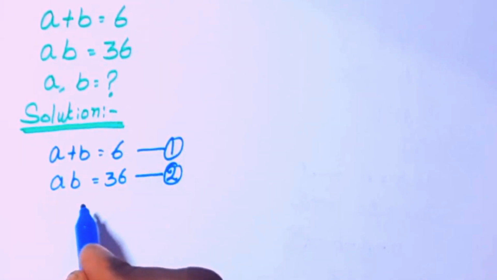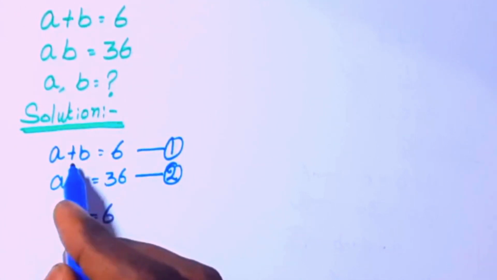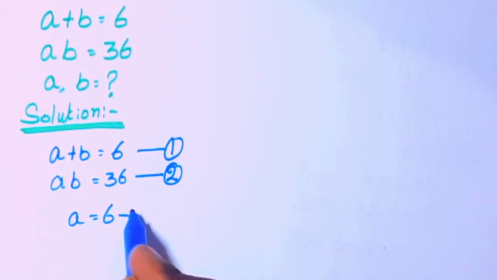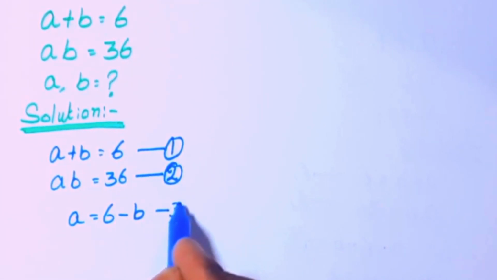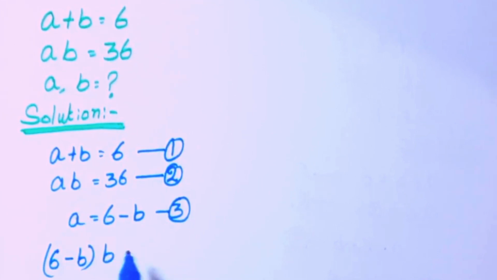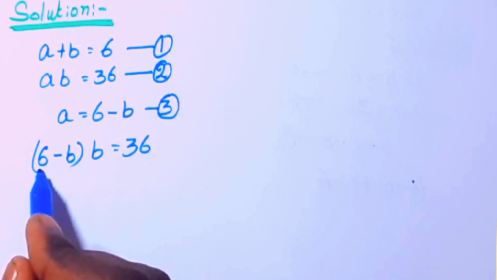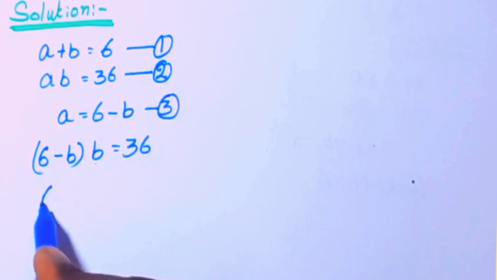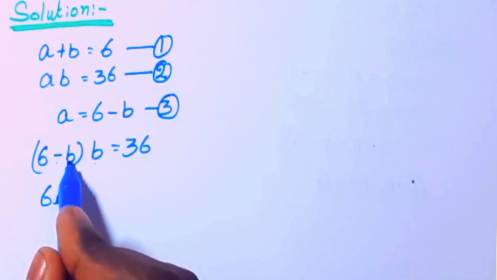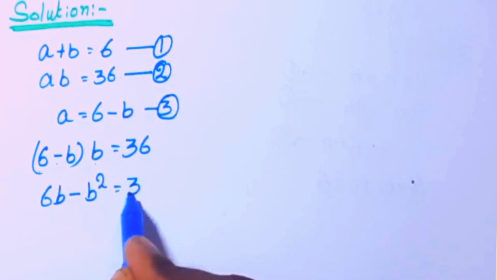Now we are going to find equation 3 from equation 1, which is a equal to 6, bringing this b to the right hand side, so minus b. This is equation 3. Now substitute this a value in equation 2. A is 6 minus b, times this b, equal to 36. So now multiply this. 6 into b is 6b, minus b into b is b square, equal to 36.